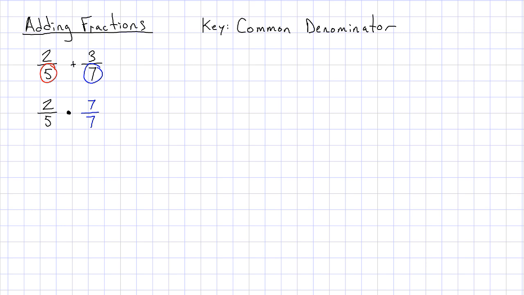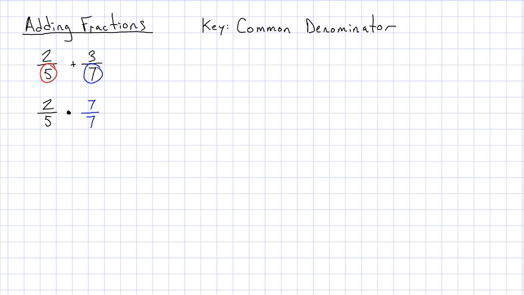7 divided by 7, I'm getting that 7 from the denominator of my other fraction. So that's where the 7 comes from. The reason I do 7 divided by 7 is that I don't want to change the value of 2 over 5. I just want to change its form.